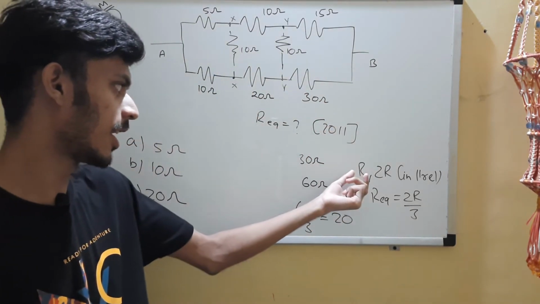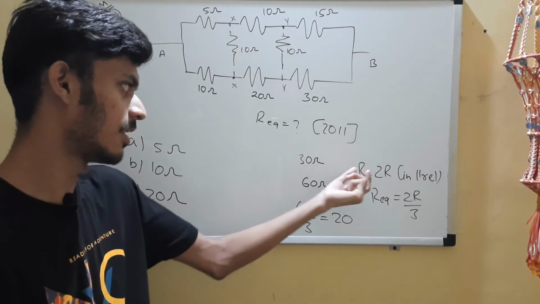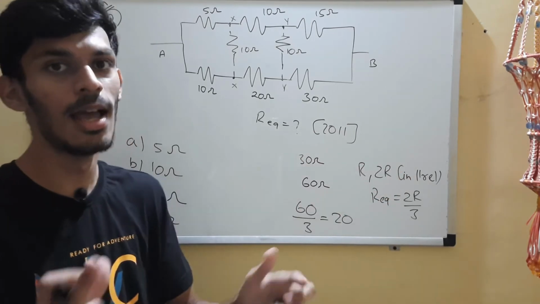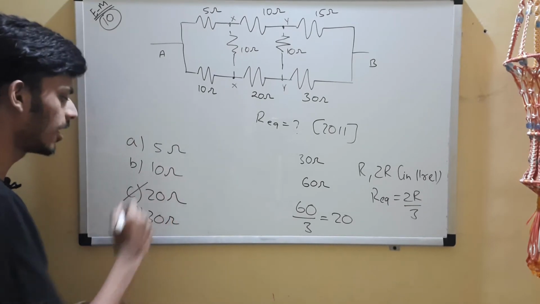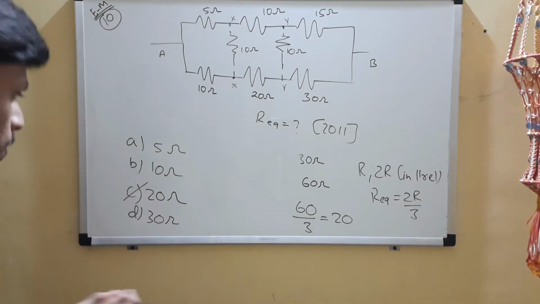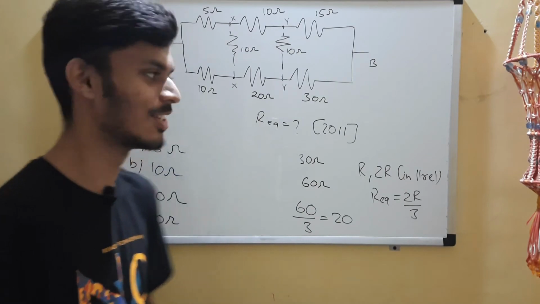This is used when the second resistance is twice the first one and they are in parallel combination. Okay, so the answer over here is option C, 20 ohms, which is the correct answer.